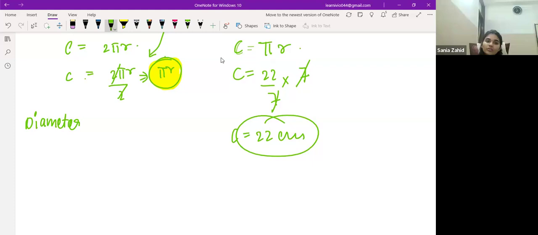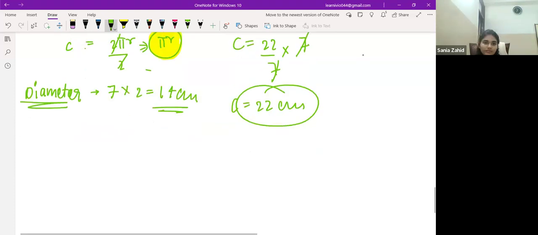Now who will tell me what is the diameter? What would have been the diameter of the disc? Radius into 2. So what is the radius? 7 into 2. Yes, so diameter comes out to be 14 centimeter. Do you understand this?